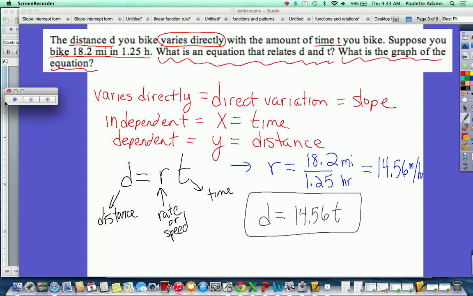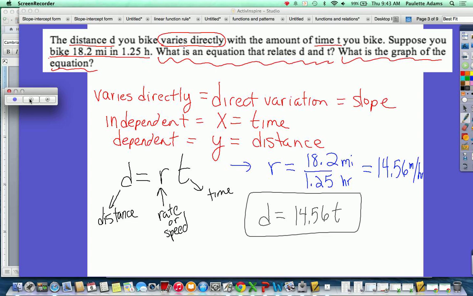All right, the next step is the graphing. Now, yesterday we did the slope-intercept form. Last week we did the table method. Now remember, slope-intercept form says you can take your slope, count up and to the right. Is it easy to count 14.56 up and 1 to the right? No. So you're probably not going to want to use the slope-intercept method. You're going to want to set up a table.